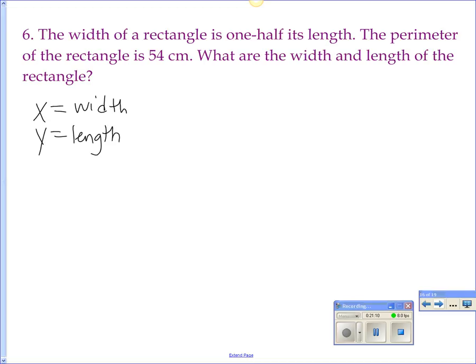All right, everybody look up here real quick for me. The width is what letter? X. Equals 1/2. How do you write that? 1/2 its length just means to put them right next to each other. So it's going to be 1/2 y. It didn't say 1/2 plus the length. It didn't say 1/2 less than length. It just said 1/2 its length. That means to multiply them, put them together.